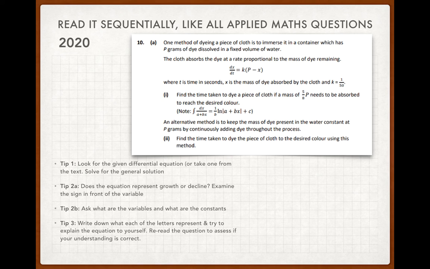The variables are the things on the left-hand side, on top and on bottom. So x and t are the variables. Everything else are constants. So that means k and p are constants. If we go to tip 2a, then we want to identify whether it represents growth or decay. The x is on top of the derivative on the left-hand side, so we're looking for the sign in front of the x. It's minus, so that means it represents decay.